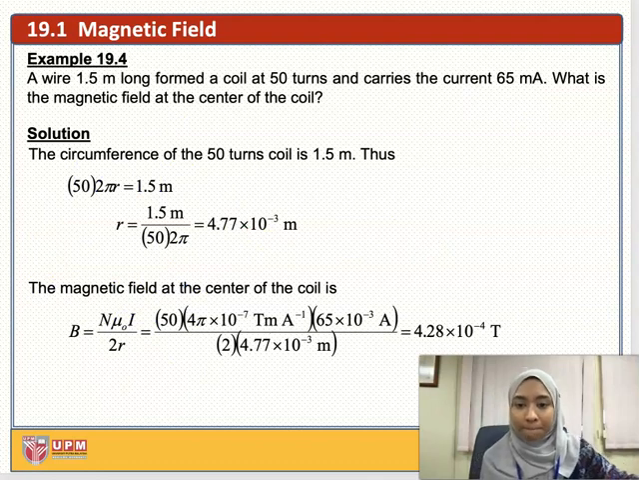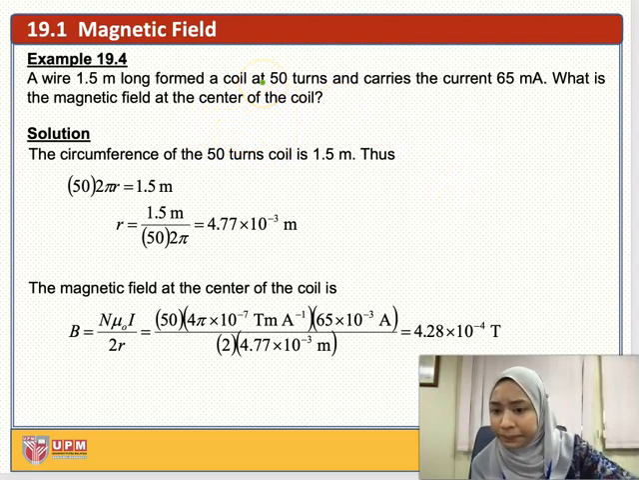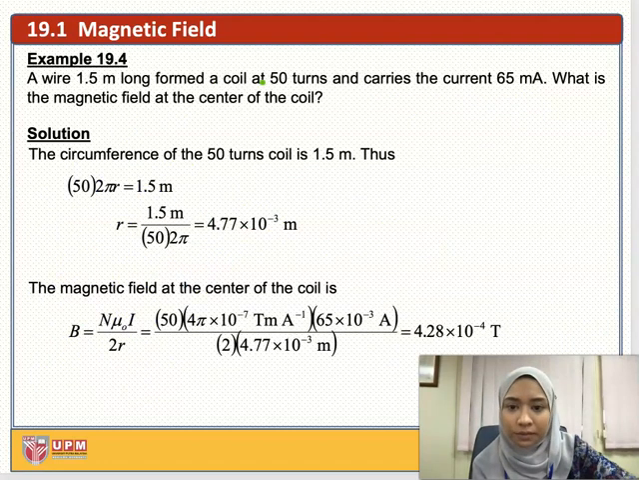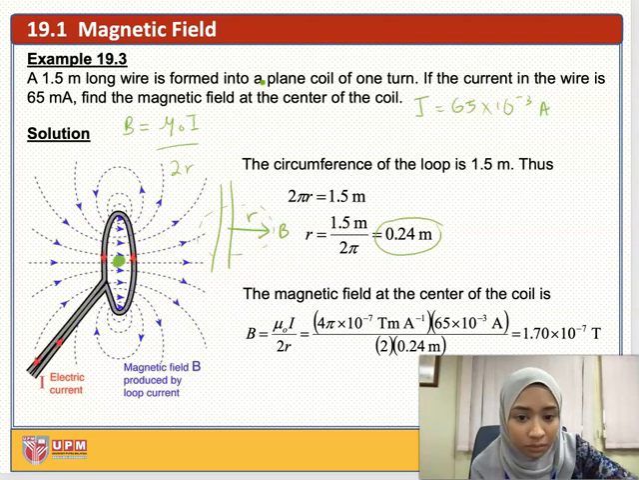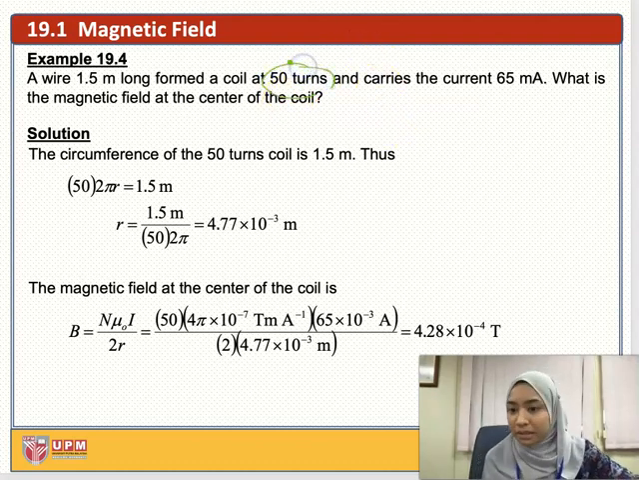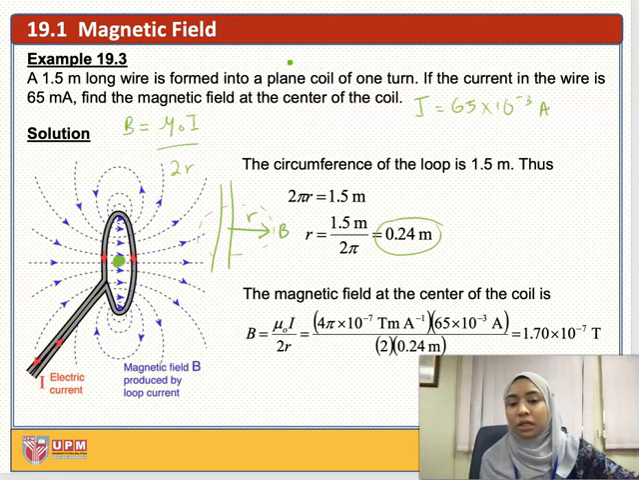Moving on. This is the next example. A wire 1.5 long. Oh, this is the same one. Oh, different, 65. What is the magnetic field at the center of the coil? Oh, sorry. This is 50 turns. Okay, it's a different question. Previously, this question only had N equal to 1. So the number of turns of the coil is only N equals 1, so we omitted it from the equation.